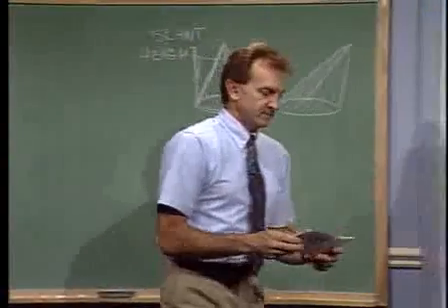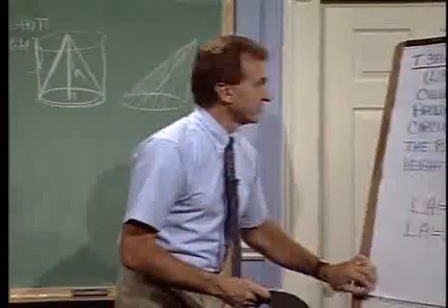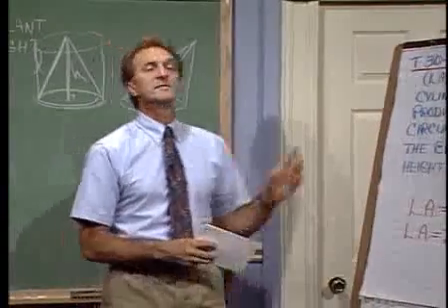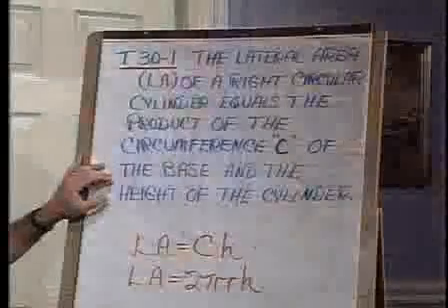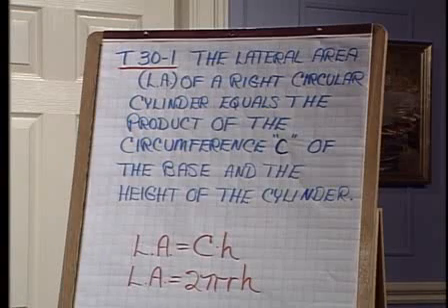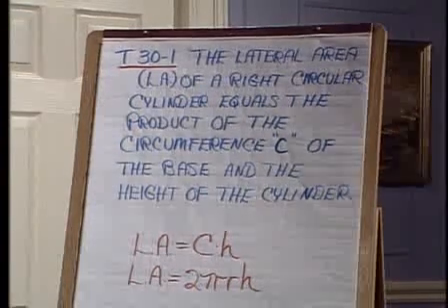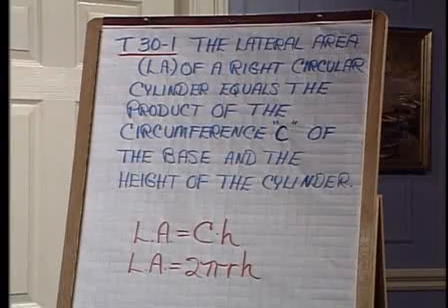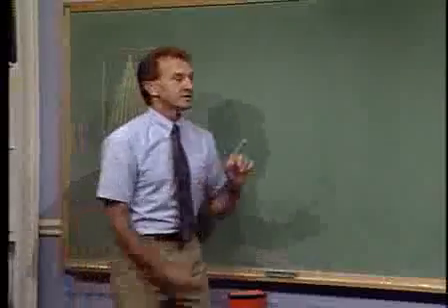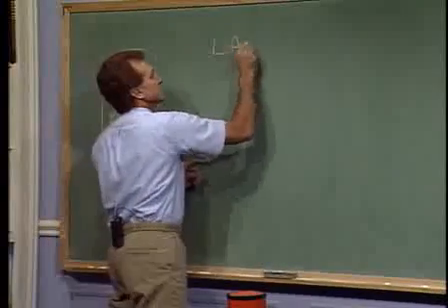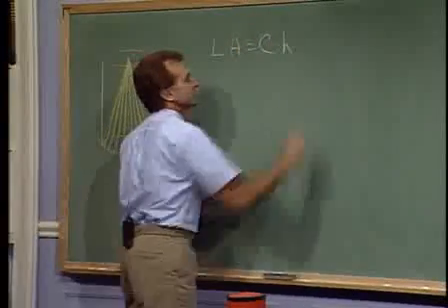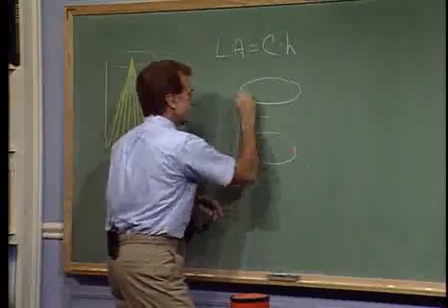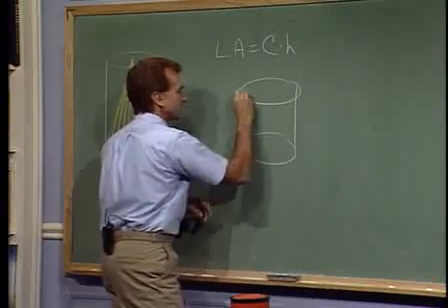All right, let's look at our first formula here. The lateral area of a right circular cylinder equals the product of the circumference C of the base and the height of the cylinder. Now again, like in the prism and the pyramid, most of these formulas are very, very logical, the way they can evolve. The lateral area is equal to the circumference times the height. Well, the lateral area is just the area around here on the face.